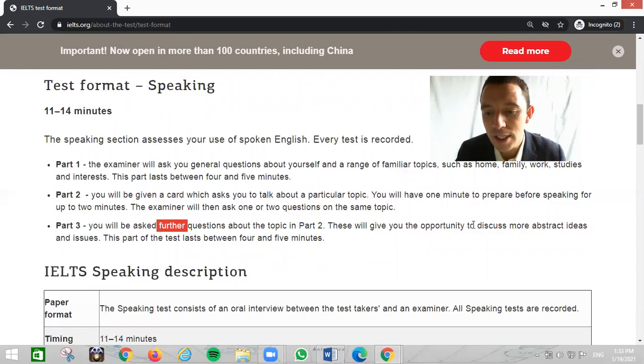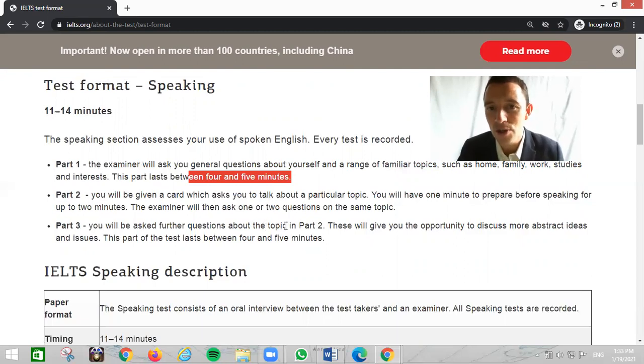These will give you the opportunity to discuss more abstract ideas and issues. This part of the test, the duration, is between 4 and 5 minutes also. Okay, so part 1 is between 4 and 5 minutes, a general introduction about yourself and familiar topics. Part 2 of the speaking is 1 minute preparation and a maximum of 2 minutes speaking about the topic on the card. And part 3 is a similar topic from part 2, but more questions in relation to this topic, and you have 4 or 5 minutes.